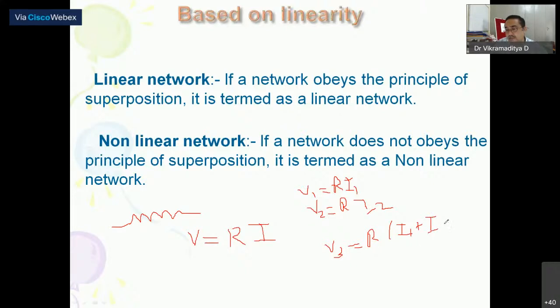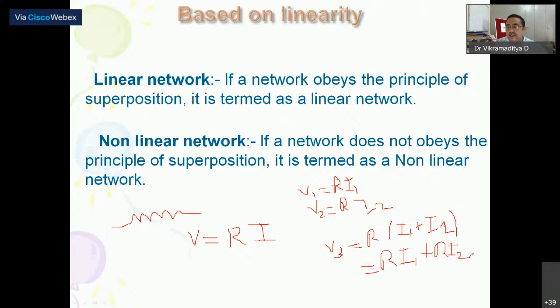You all are smart enough in mathematics. So very simple mathematics. When I expand it, what I will get? R I1 plus R I2. Very good. Everybody will agree with me.